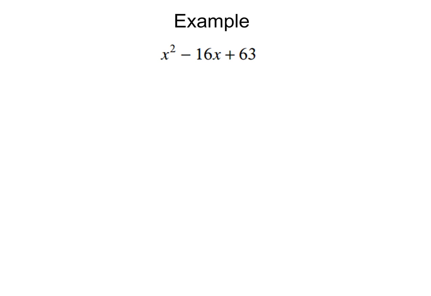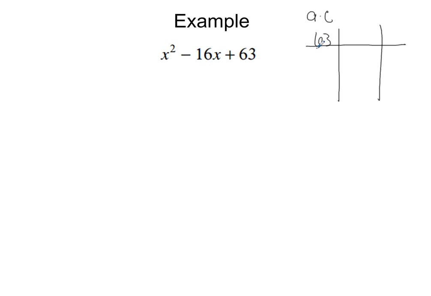So here's an example. So the table that I'm going to use looks something like this. This is just a table I come up with to help organize things. Alright, so in this part right here, I'm going to put whatever a times c is. So my a value in this case is 1. My c value is 63. So 1 times 63 is 63, and it goes right there.